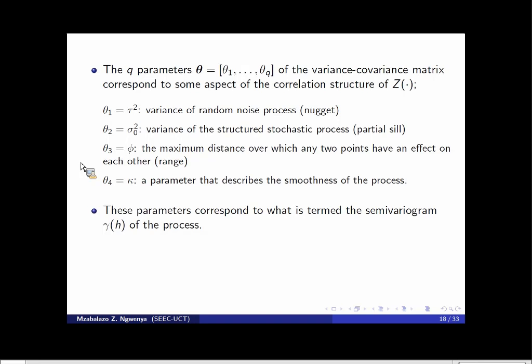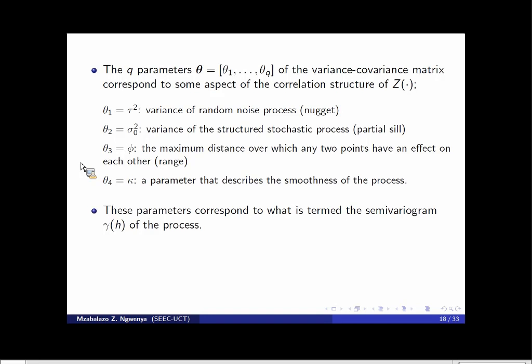So we said these parameters correspond to what is termed the semi-variogram of the process. The semi-variogram of the process is basically a function related to the correlation of a process. And we know the correlation function should decrease with increasing distance for any 2 points.